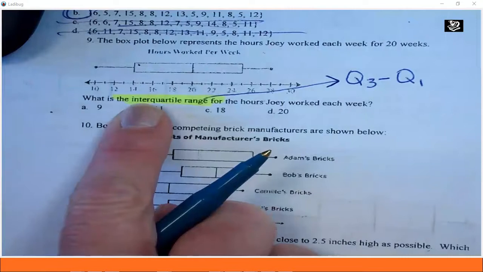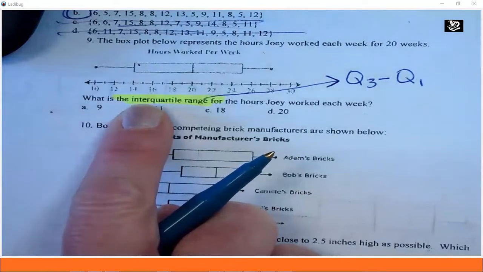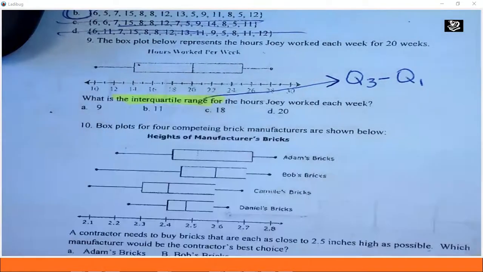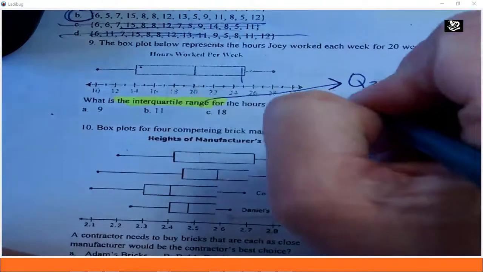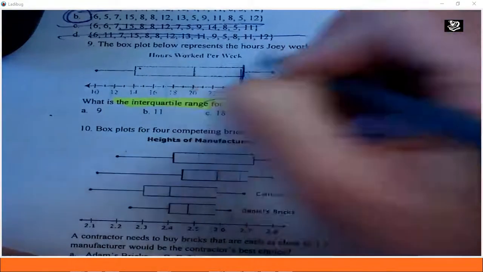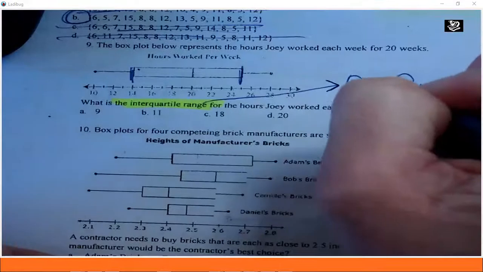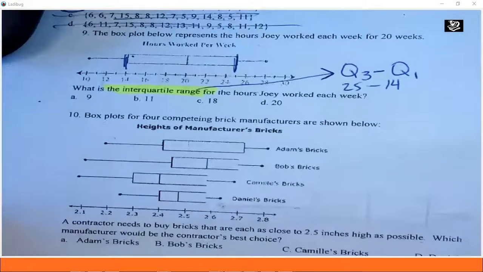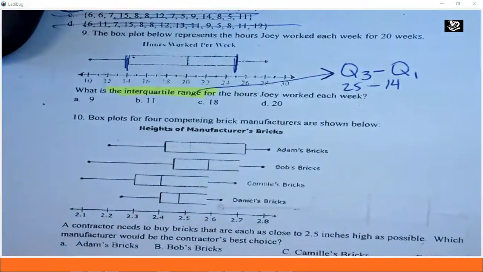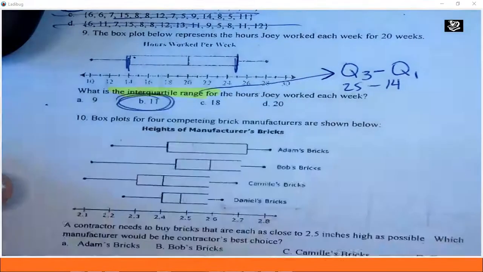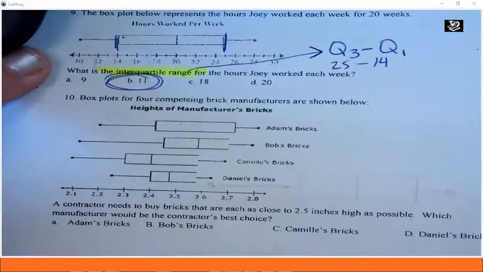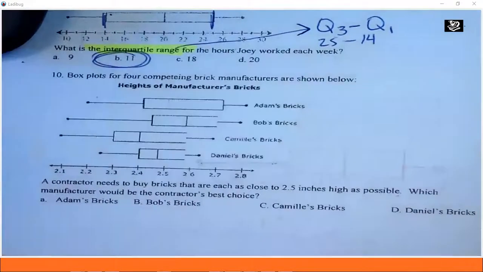Q3 minus Q1. Kamari, what's Q3 on this one? Very good. 25. Isaac, what is Q1? 14. Subtract those. What y'all got for your answer? 11. So B. Okay. Number 10, box plots for 4 competing brick manufacturers are shown below.